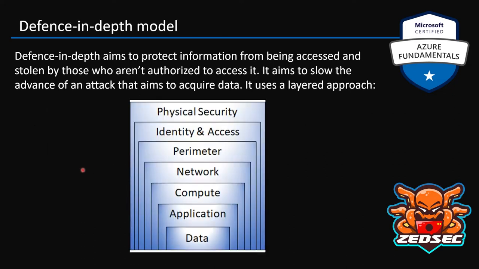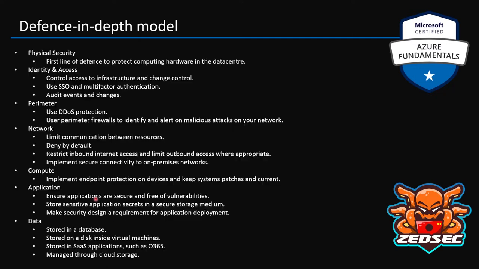Next, we're going to be looking at what I think is the final topic in this section, which is the defense in-depth model. So defense in-depth aims to protect information from being accessed and stolen by those who aren't authorized to use it. It basically aims to slow the advance of an attack that aims to acquire data, and uses a layered approach, starting with physical security, working our way into identity and access, perimeter, network, compute, application, and data.